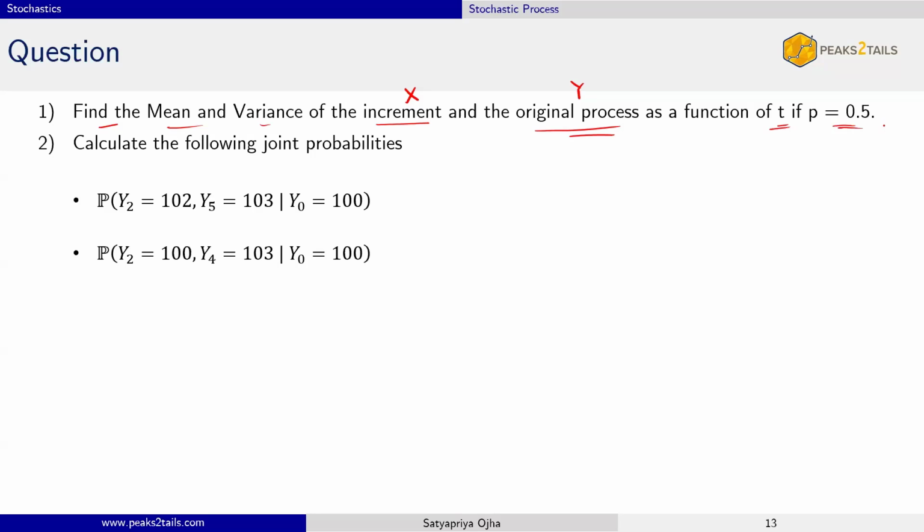Arca says mean is 0, variance is 1. Awesome. For which process, x or y?